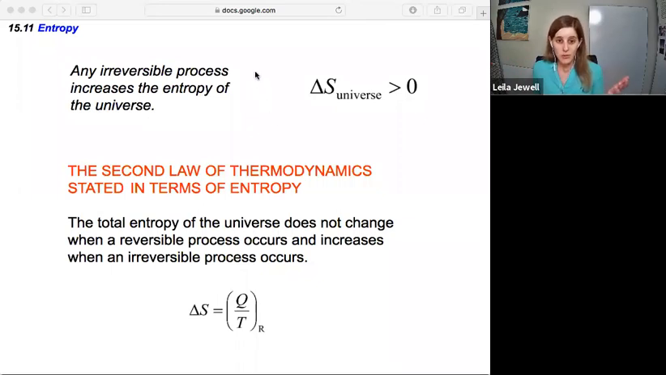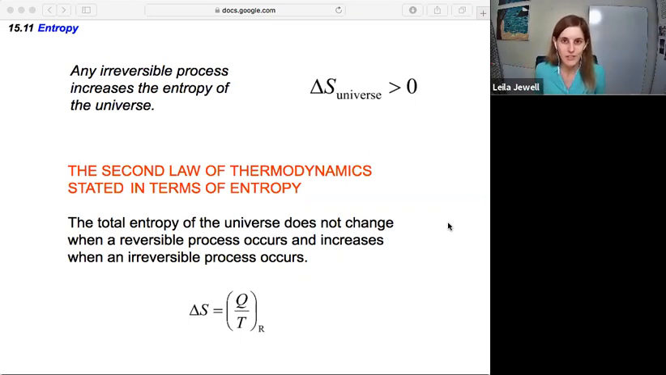So because an irreversible process always increases the entropy of the universe, we can state the second law in terms of entropy. We can say the total entropy of the universe does not change when a reversible process occurs, like our Carnot engine, and it increases when an irreversible process occurs. In other words, entropy is only going to stay the same overall. That's the best we can do. We're not going to lose entropy. And if it's an irreversible process, we're going to gain entropy.